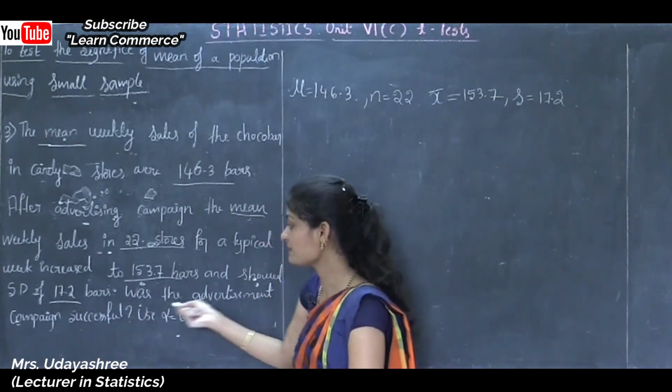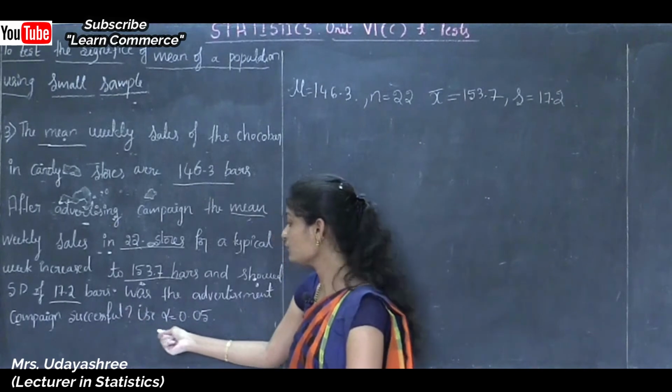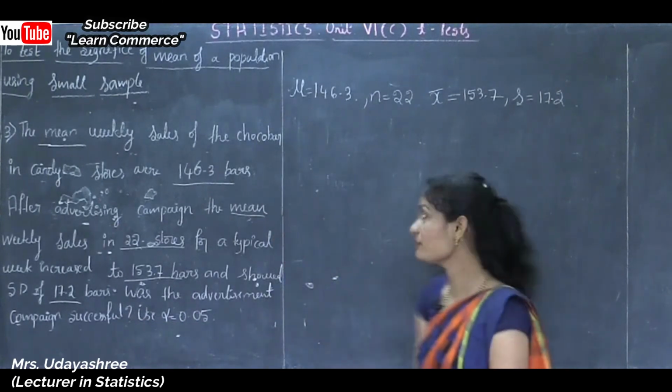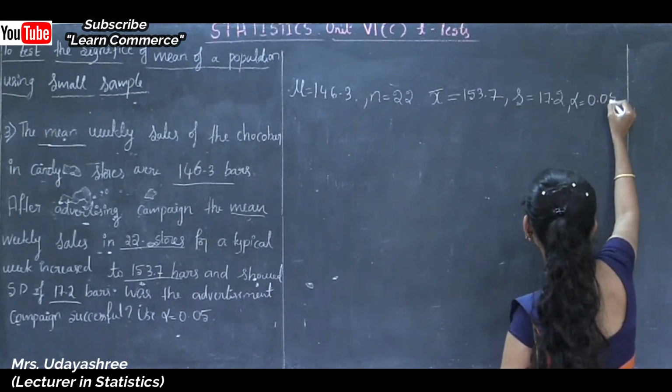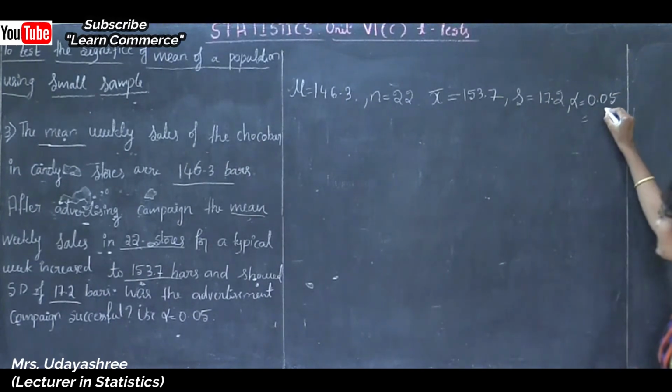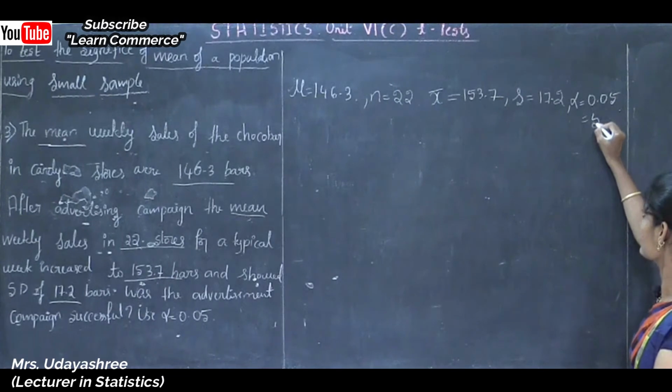Was the advertisement campaign successful? And use alpha is equal to 0.05. So here the alpha value is given, that is 0.05, which means 5%.